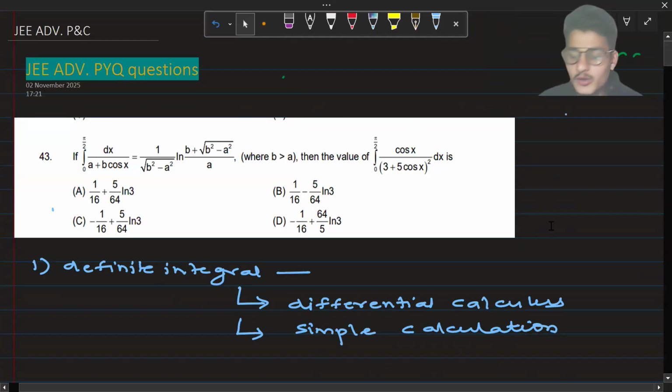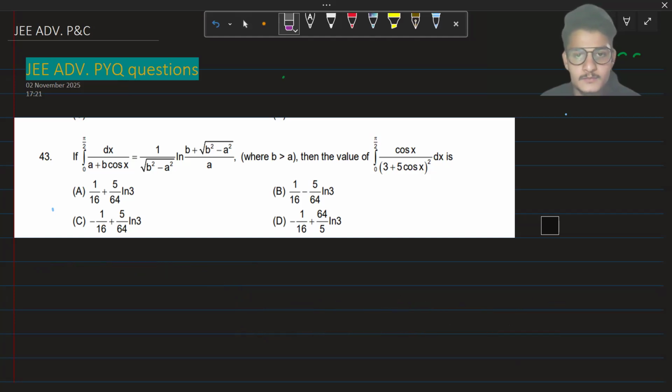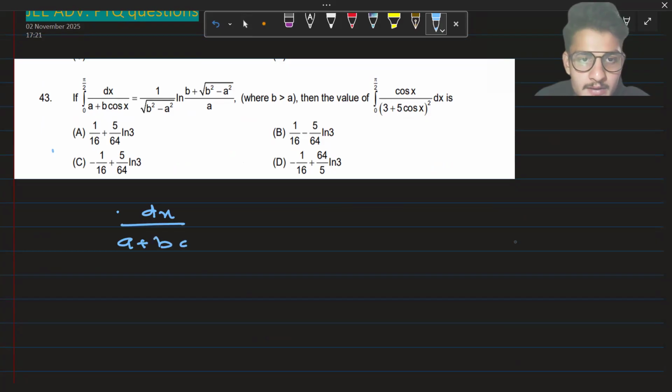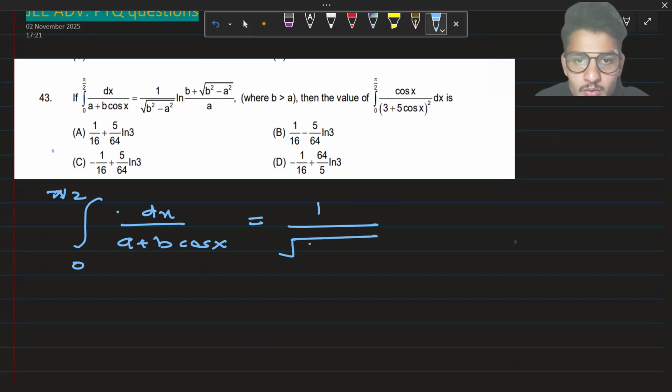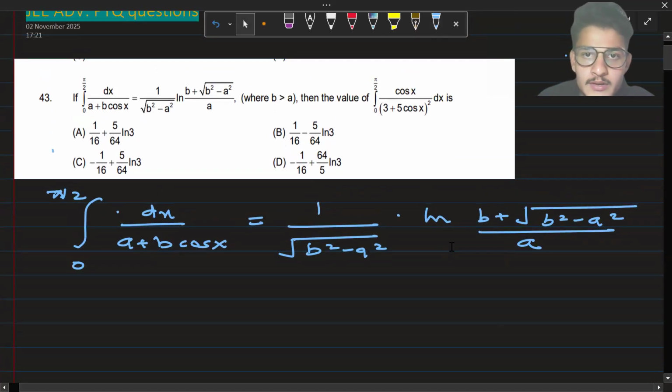So when you see this problem, what intuition comes to your mind? What do you think? What should be applied in this question? It is given that the integral of 1 by a plus b cos x from 0 to pi by 2 is equal to 1 by root over b square minus a square into ln of b plus root over b square minus a square upon a. This is a given condition.